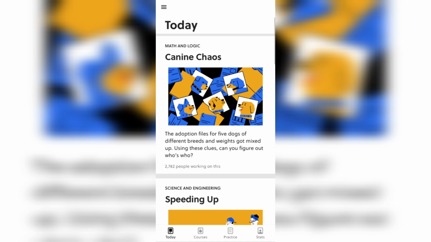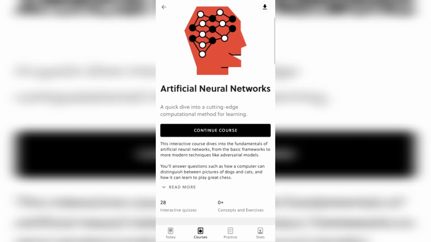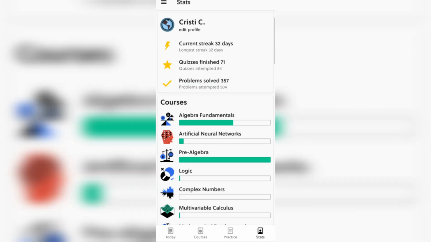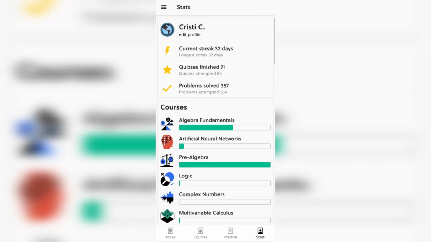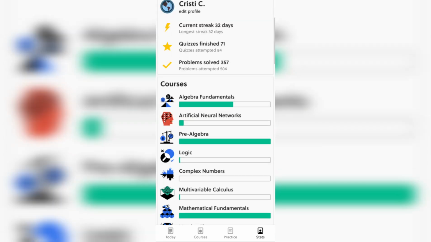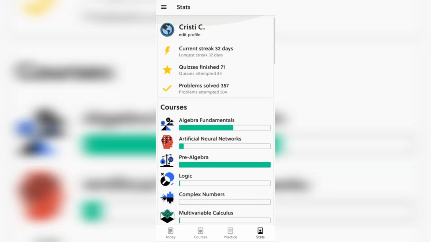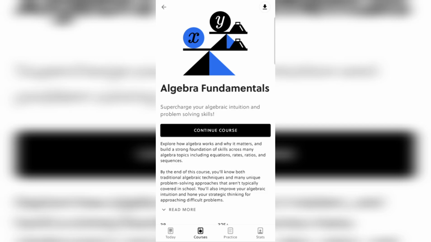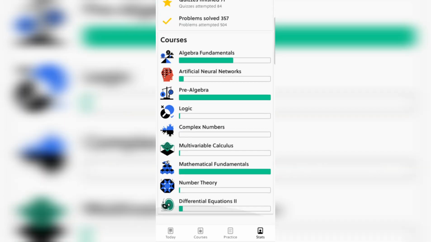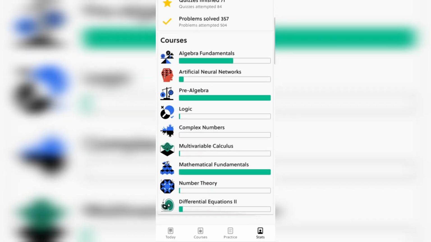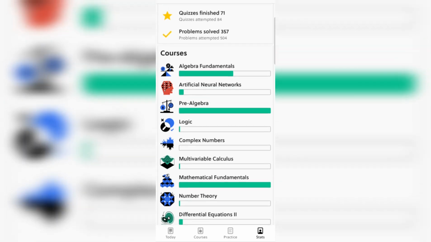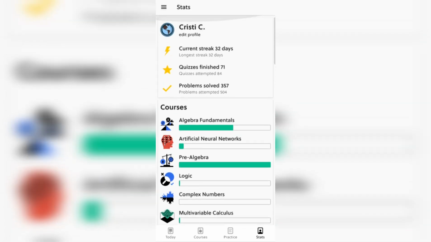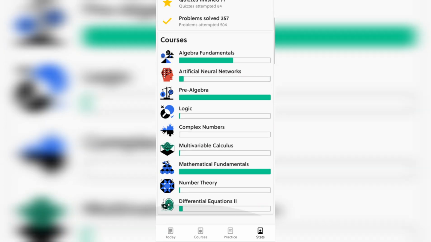And not necessarily because I want to learn machine learning through it, but because I'm actually wanting to get deeper into mathematics. So right now I'm on Algebra Fundamentals, and I've been doing mathematical fundamentals and pre-algebra, and I really like the level of depth they go into with these courses.